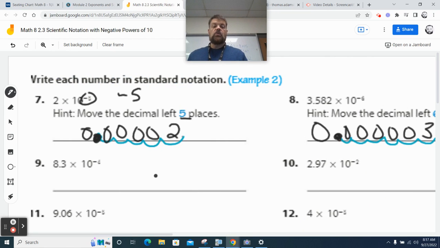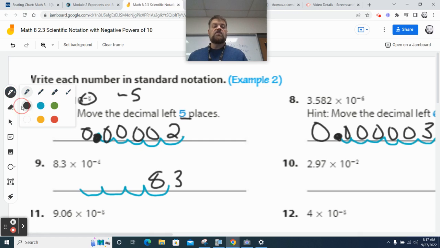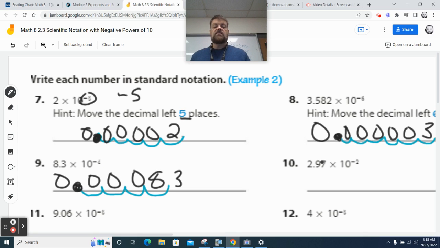And this is a -4. Again, I'm just going to write down the 8, 3. I'm going to go 1, 2, 3, 4. That's where my decimal goes. Put a 0 in the front, and then a 0 as a placeholder for all the empty spaces. That's it. Now, we can verify these with our calculators.